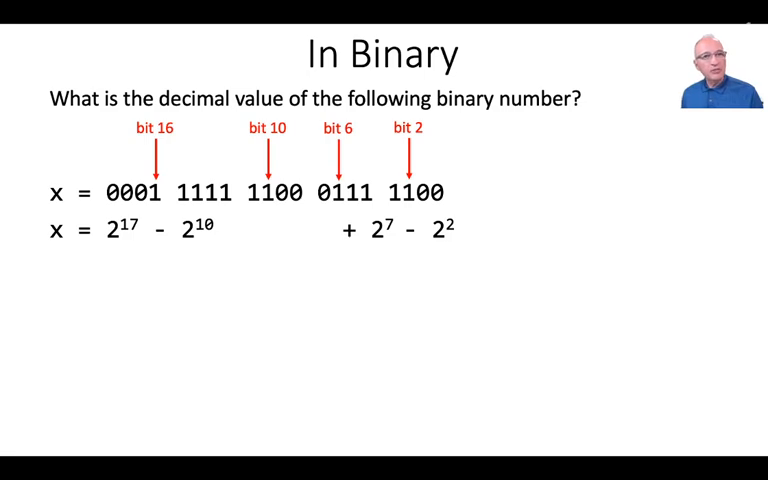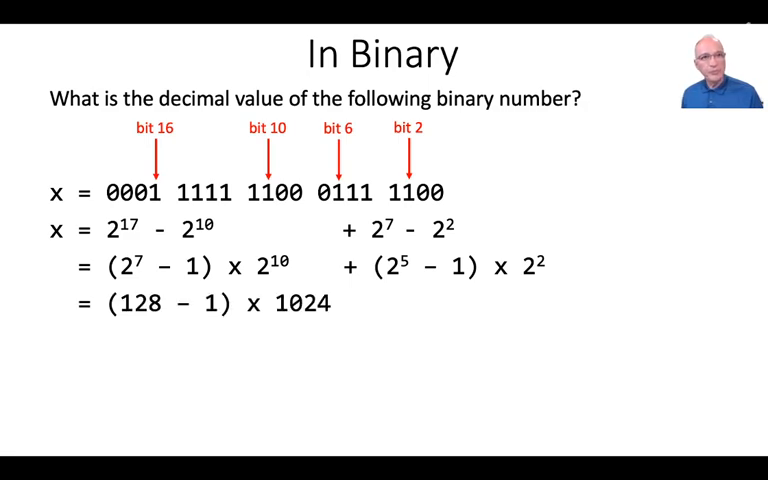Now I can do some algebraic manipulation of these powers of 2 to make it easier for me to do my calculation. For example, I can express that as 2 to the 7 minus 1 times 2 to the 10. 2 to the 10 is the common power in those two factors. And again, the second one I can write as 2 to the 5 minus 1 times 2 to the 2.